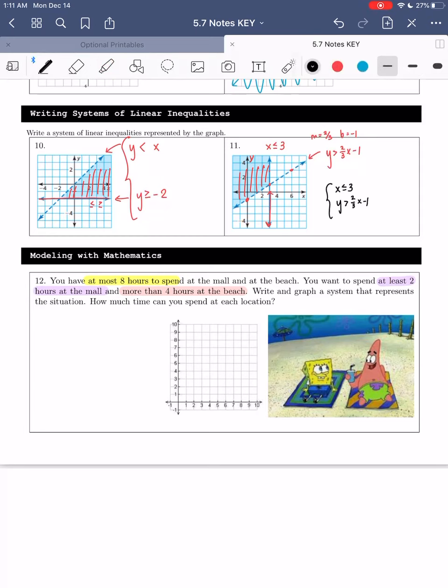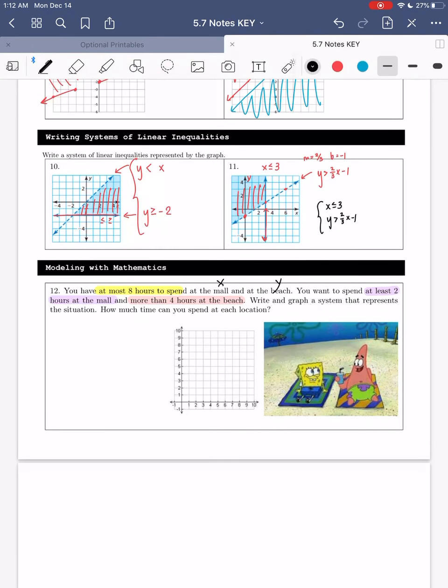So I'm going to call X the mall and Y the beach because they came in that order. So if it says you want to spend at least 2 hours at the mall is X. So at least 2 means greater than or equal to 2. And then you want to spend more than 4 hours at the beach. So the beach is Y. More than is like a strict more than 4. But altogether, we only have 8 hours total. So the number of hours we spend at the mall, which is X, plus the number of hours we spend at the beach, which is Y, that altogether has to be less than or equal to 8, because that's all the time we have. So we have a system with 3 things in here.